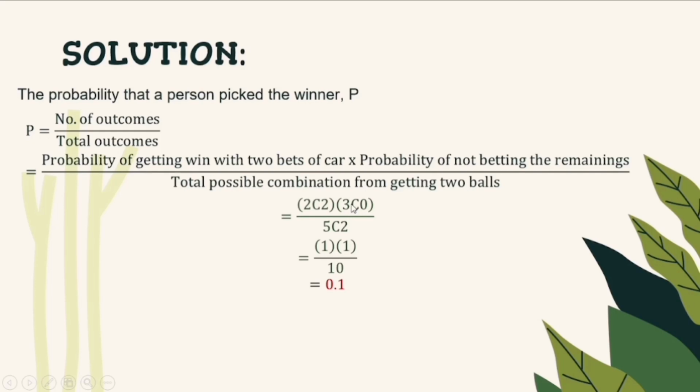times 3C0. So for the remaining, he cannot bet, because he only chose two. Three are remaining, so he cannot bet on the three remaining cars. Only two. So 2C2 is just 1, 3C0 is 1, and 5 combination 2 is just 10. So 0.1 is the answer, and we get it with a calculator.